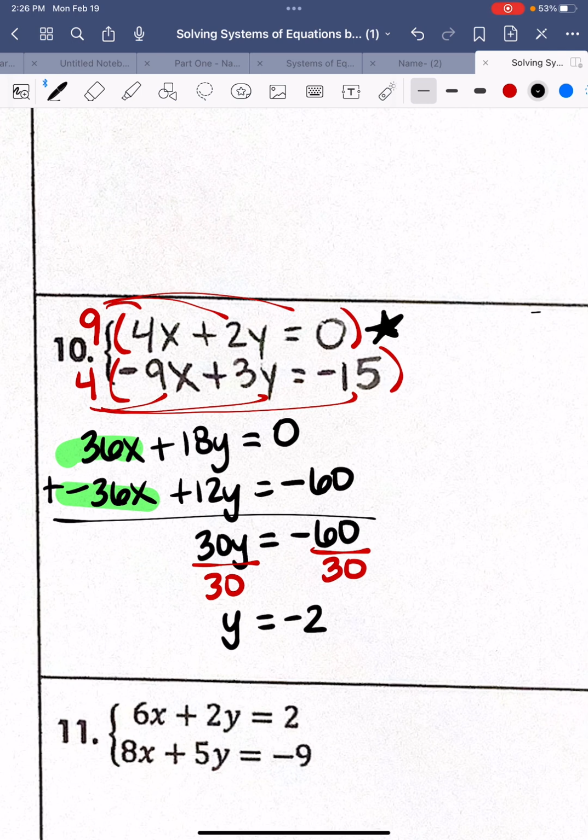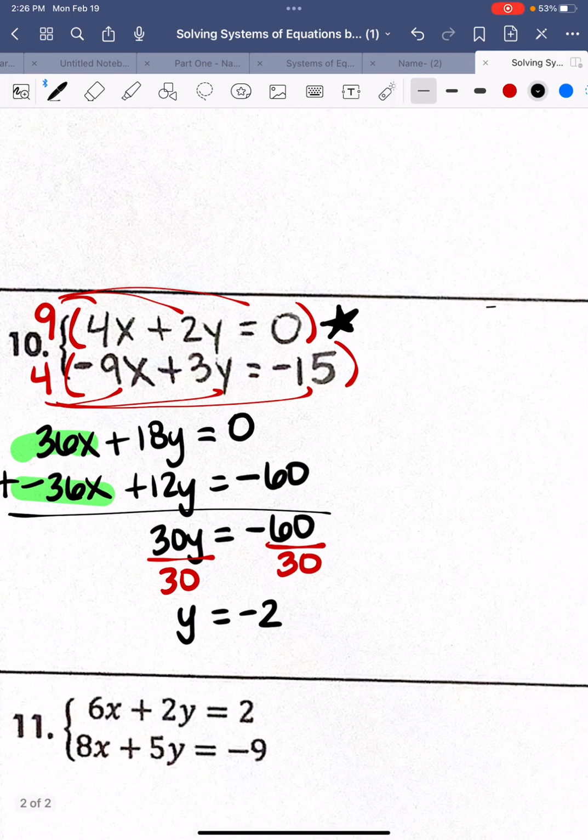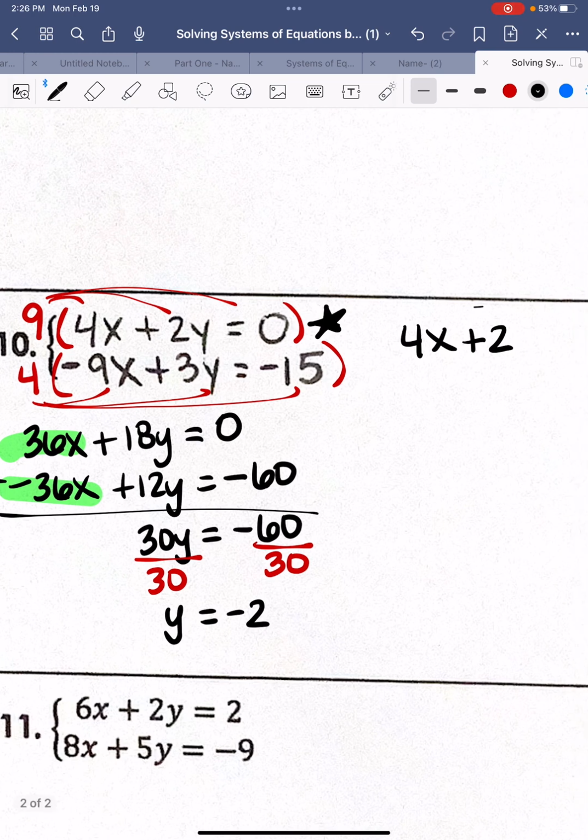Me, I'm going to be consistent and just plug it into the top, the original 4x plus 2y equals 0. So if I plug it into the top equation, the first thing I'm still going to write is 4x plus 2, because again, I didn't have an x and I still got to have all the rest of the equation. And it looks like we have a y. So I'm going to open up parentheses, plug in that negative 2. Please make sure you remember that negative.